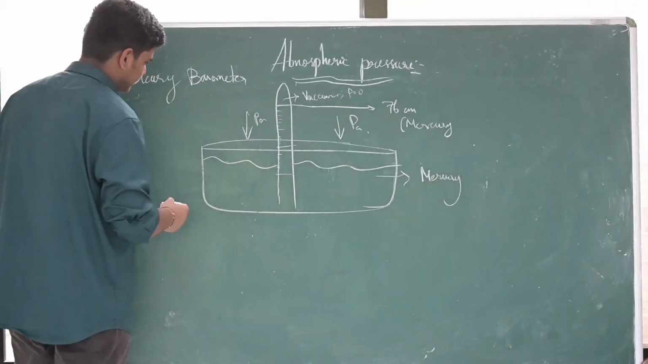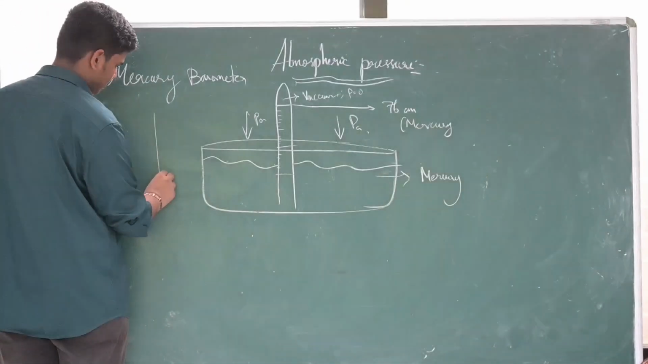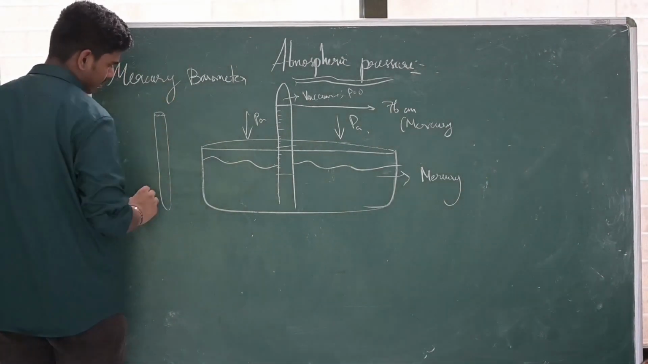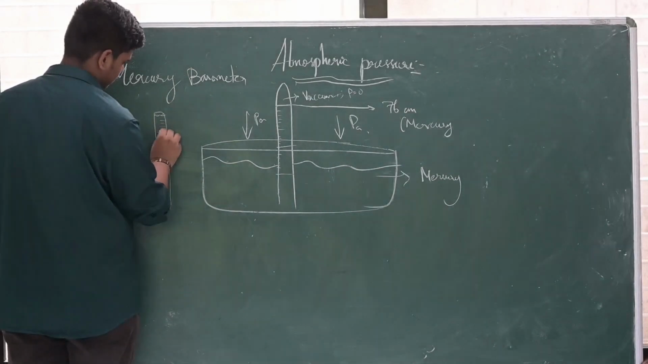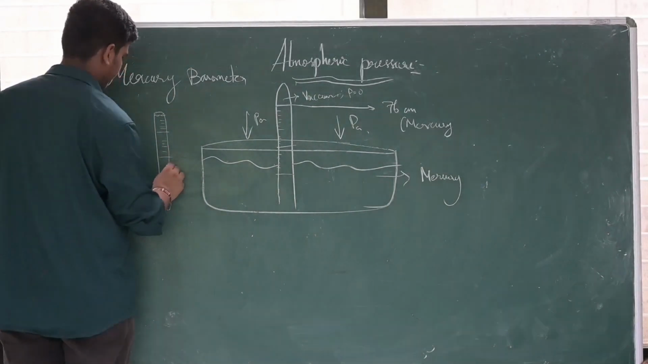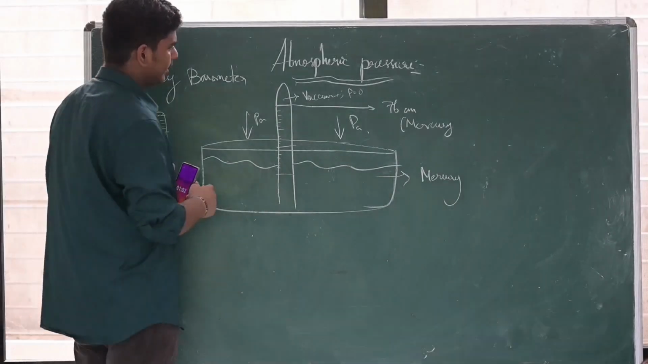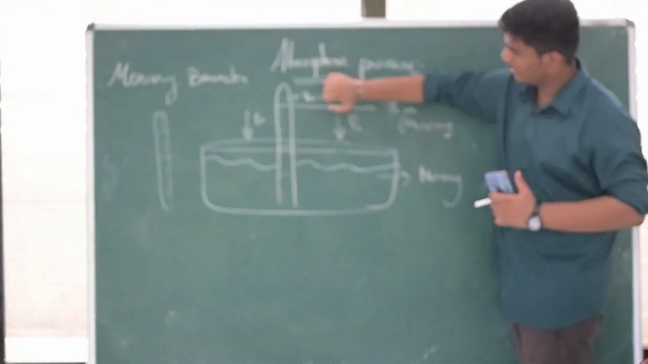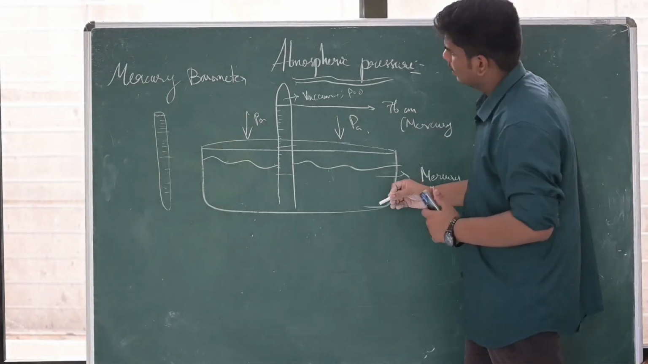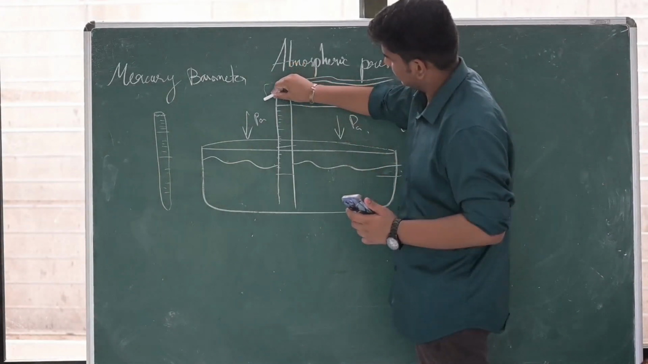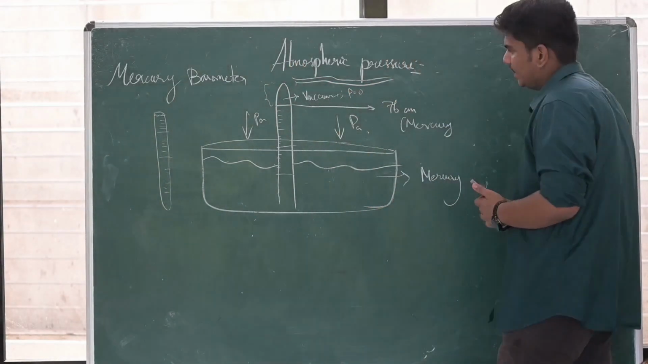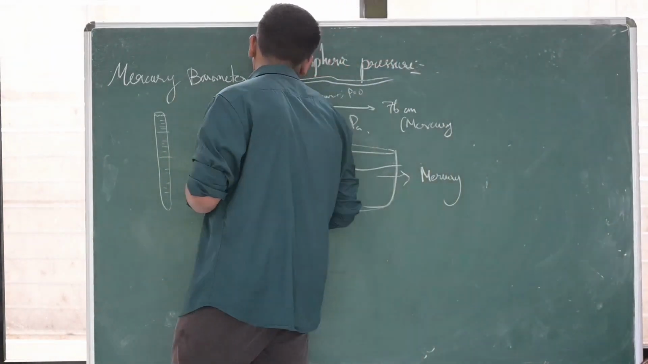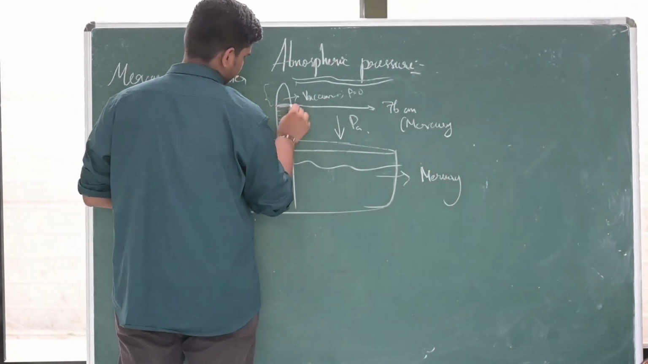So what he did is, he took a tube. He filled it totally with mercury, and then he inverted it in the mercury by holding the top. Now, he noticed that there is some amount of vacuum created, called Torricelli vacuum. There was vacuum created in this tube.